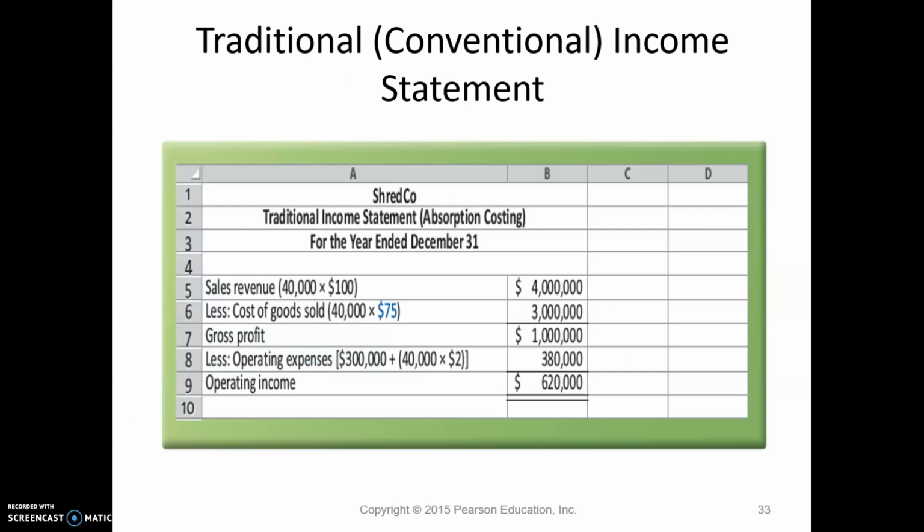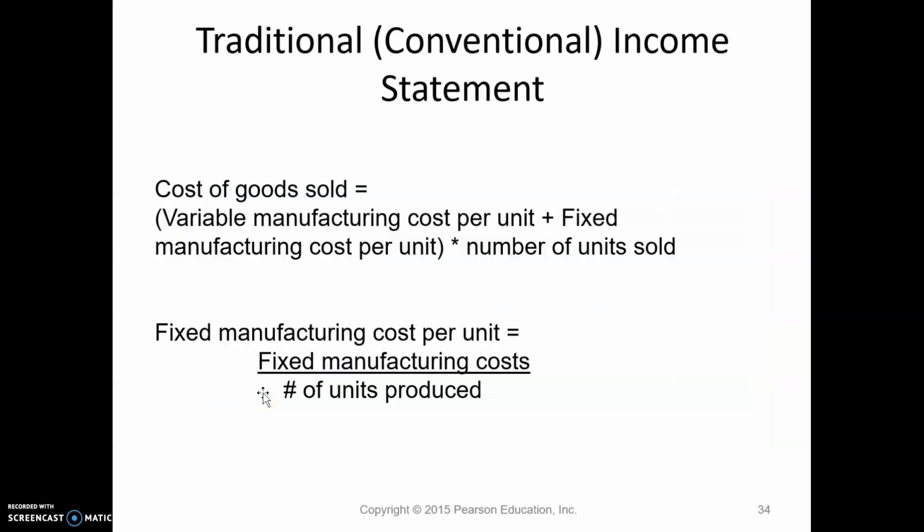Here's our absorption costing income statement. This is the one that we've used. Sales revenue is the number of units sold times the selling price. Cost of goods sold is the number of units sold times the cost per unit to produce. Sales minus cost of goods sold gives you gross profit. Subtract our operating expenses, which are all of our period costs, and that gets you to operating income.